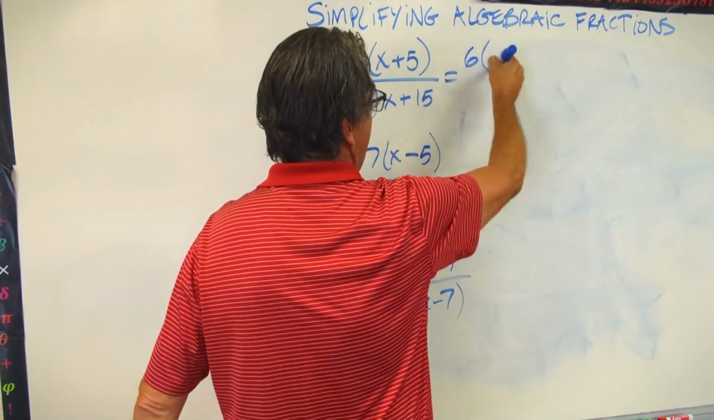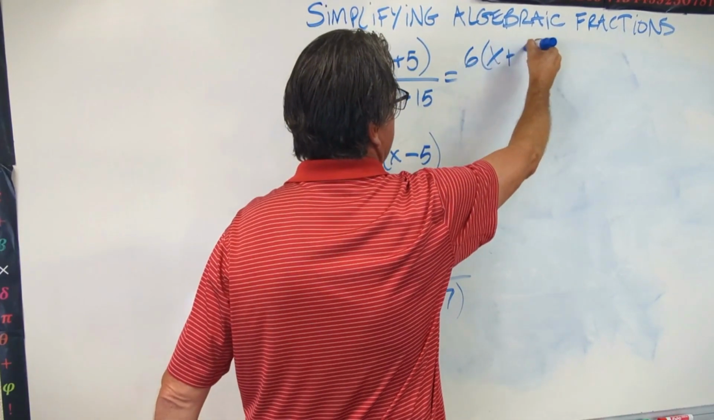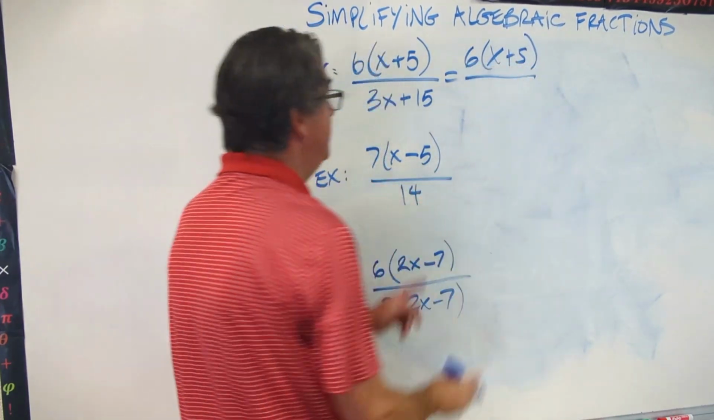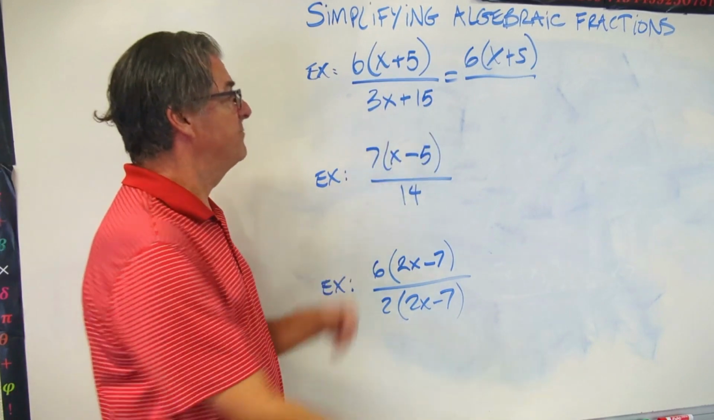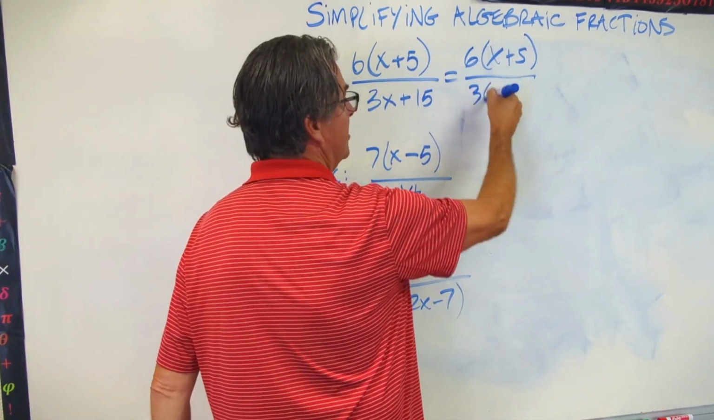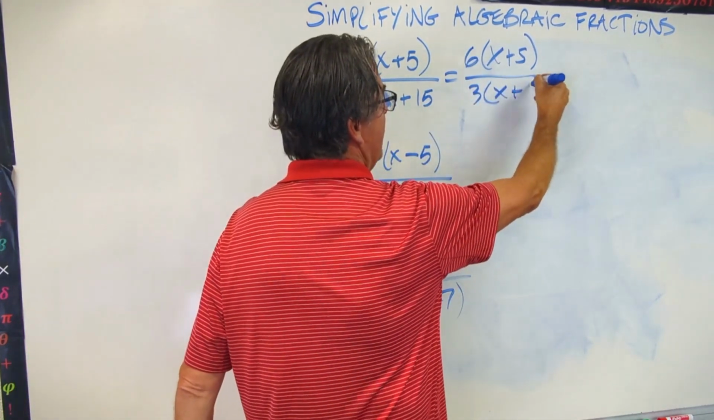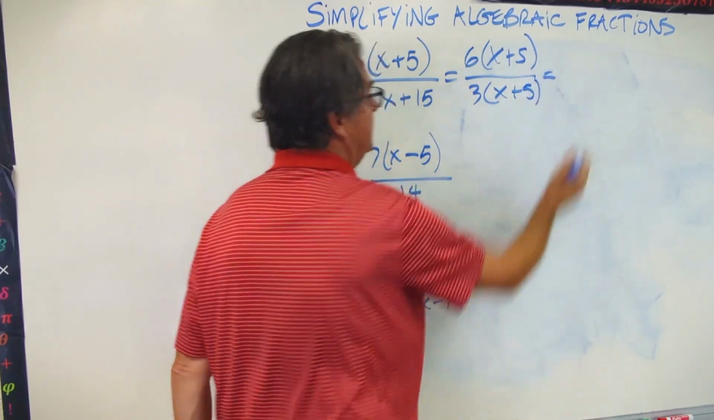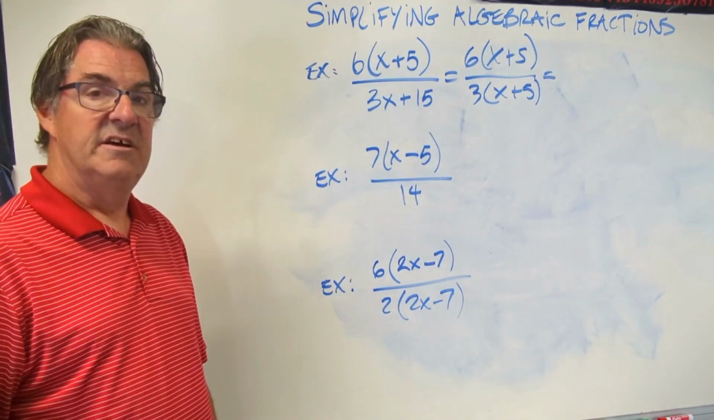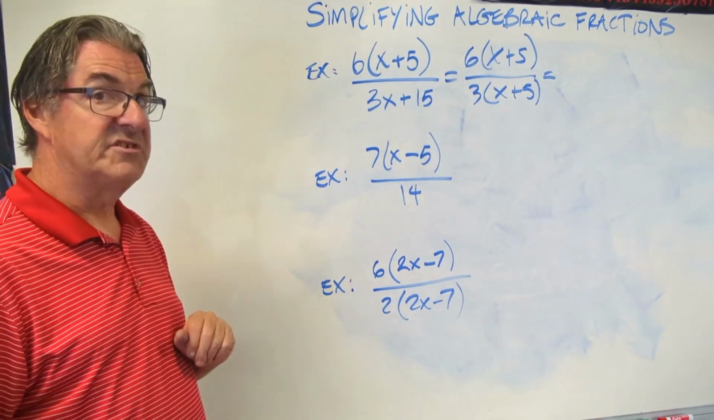The top is factored. I have 6 times x plus 5. The bottom can be factored. I can pull out a 3 from both terms, and I get, oh, look at that, x plus 5 on the bottom. That's kind of nice. What comes next? See if you can solve that one.